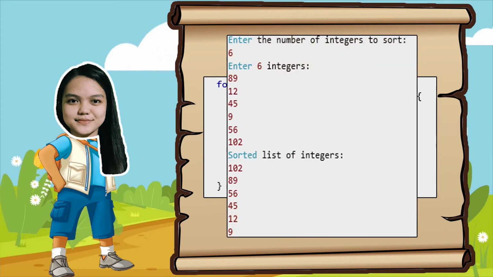This is the program output. We enter 6 integers to sort. These are the 6 integers: 89, 12, 45, 9, 56, 102. This is the sorted list of integers in descending order: 102, 89, 56, 45, 12, and 9.